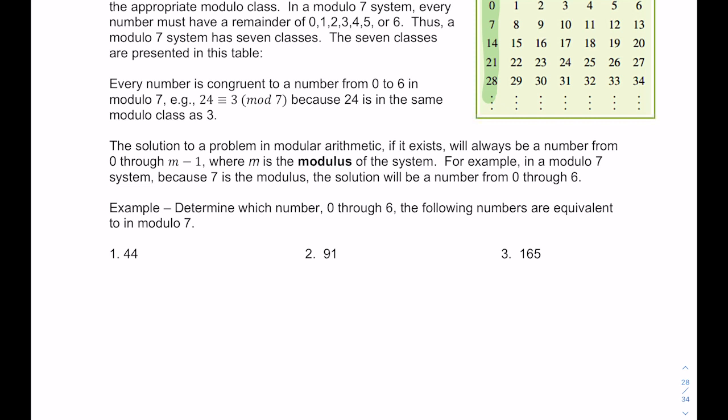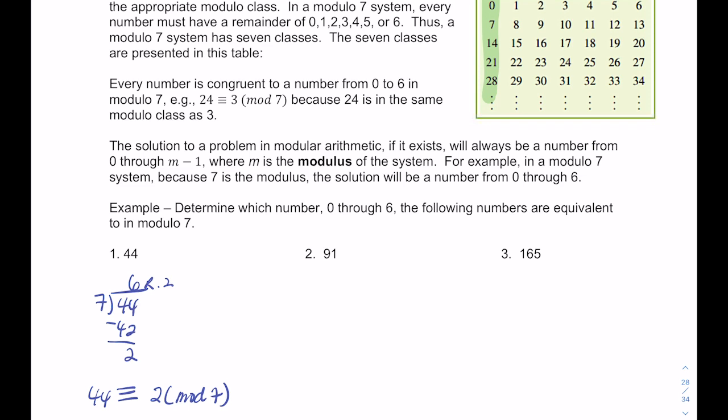Let's look at some examples. So here we need to determine which number, 0 through 6, the following numbers are equivalent to in modulo 7. You could refer to the table if you wanted to, or you can divide by 7 and look at the remainder. So 7 goes into 44 six times, and there's a remainder of 2. So that tells me that 44 is congruent to 2 when it's modulo 7.